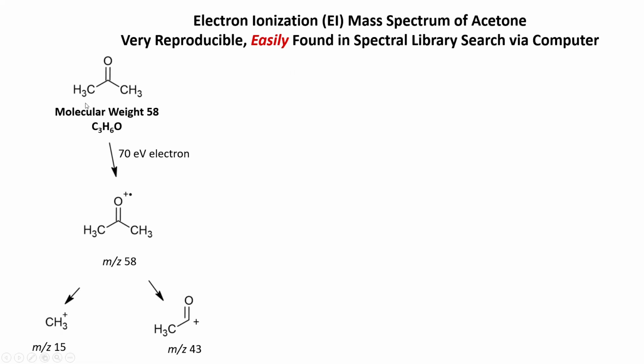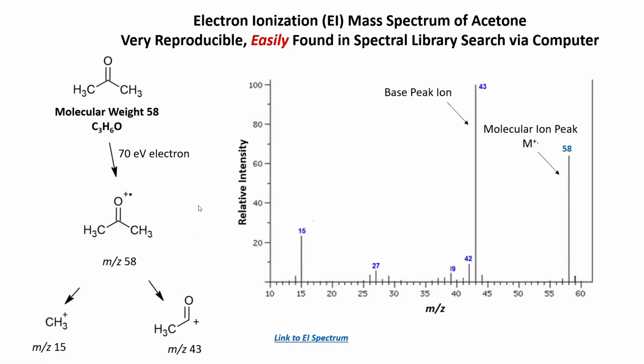So we start out with the molecular weight of our compound. It's 58. It interacts with this 70 electron volt beam of electrons to give a molecular ion, which will be at mass to charge 58. But this excess energy that we've imparted to the molecule makes it fragment into mass to charge 15 and 43 and many other ions. So this is what it looks like when you plot these mass to charge versus intensity pairs, the relative intensity versus mass to charge, in the data system.